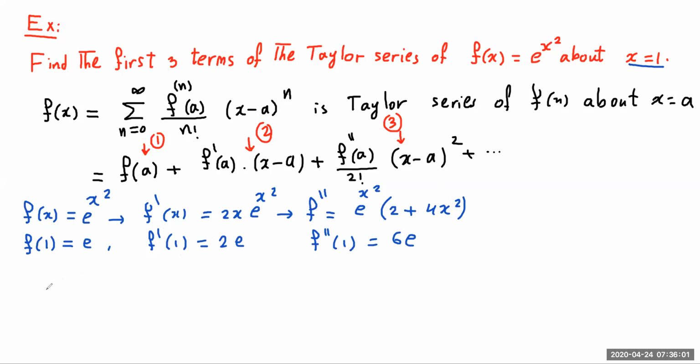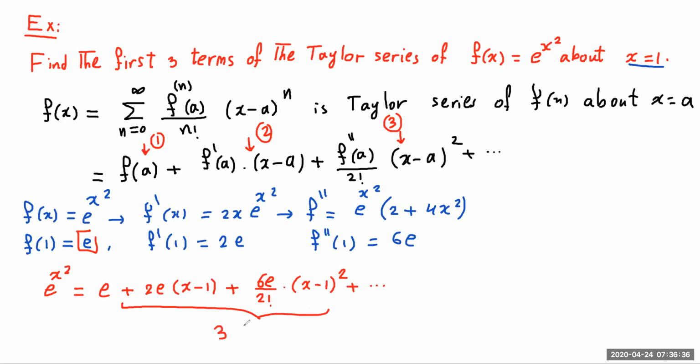So my function e power x power 2 will be written as the function at 1, which is e, plus the derivative 2e times (x minus 1), plus the second derivative 6e divided by 2 factorial times (x minus 1) power 2, plus. So these are the first three terms.